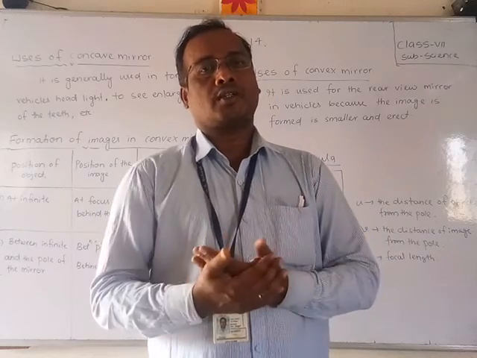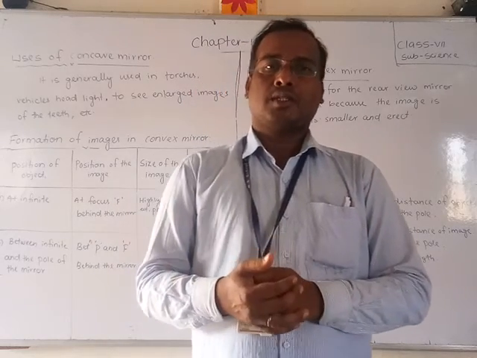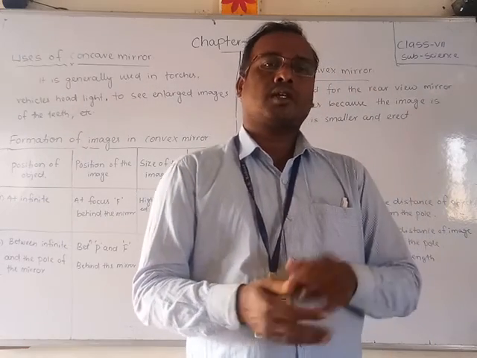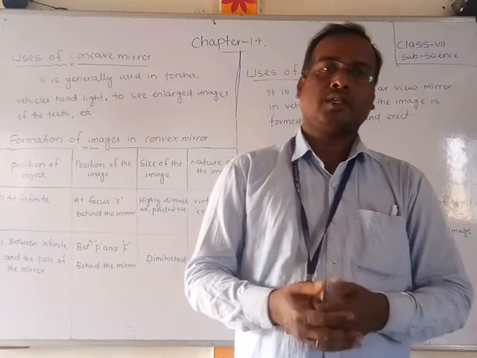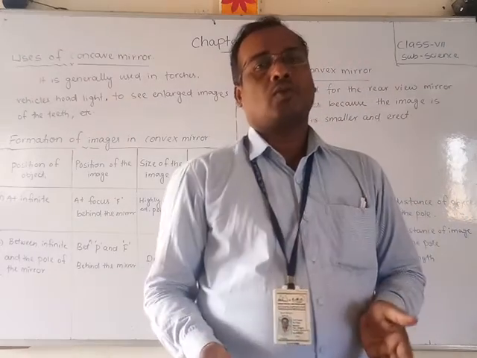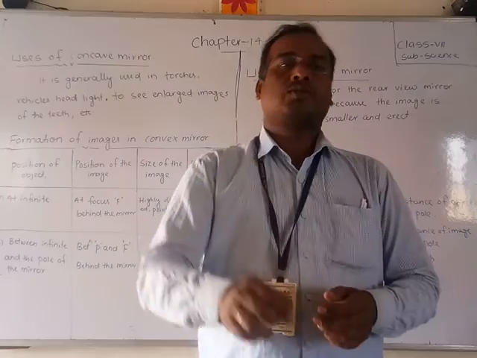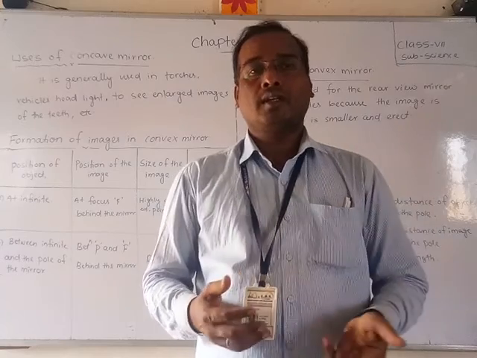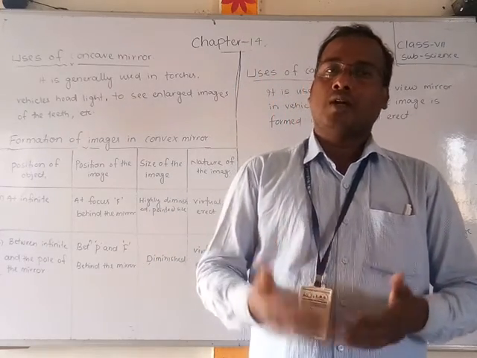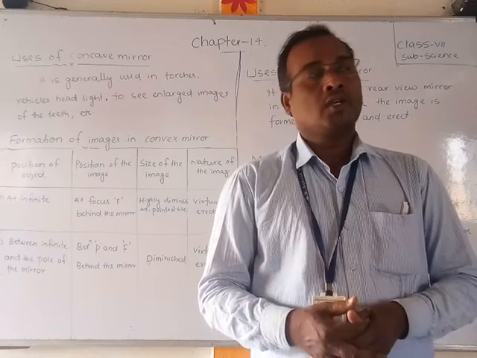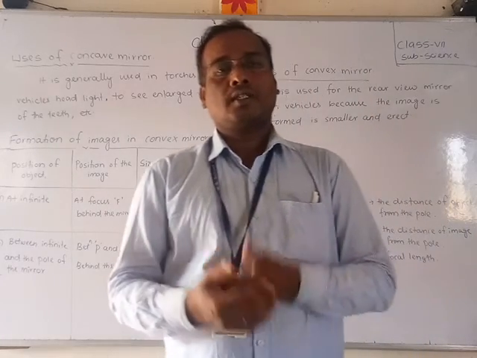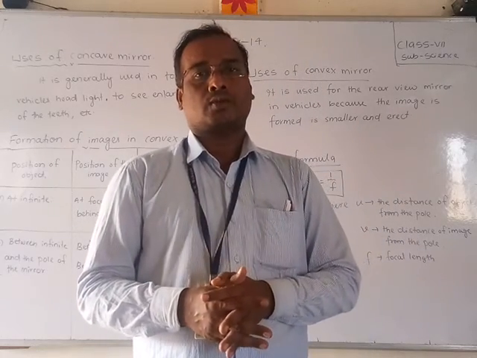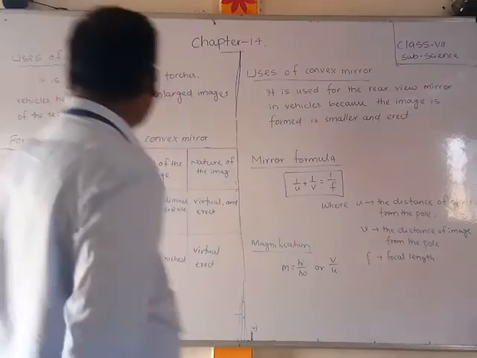But students, today we have to discuss only the convex mirror. What is the image formation by the convex mirror? You have seen there are only two positions: one at infinity, and one between infinity and the pole, that means a finite position. In these two positions we get the images. So let us see how the image is formed and what its nature is. In a convex mirror the image is virtual and erect, as I have already told.